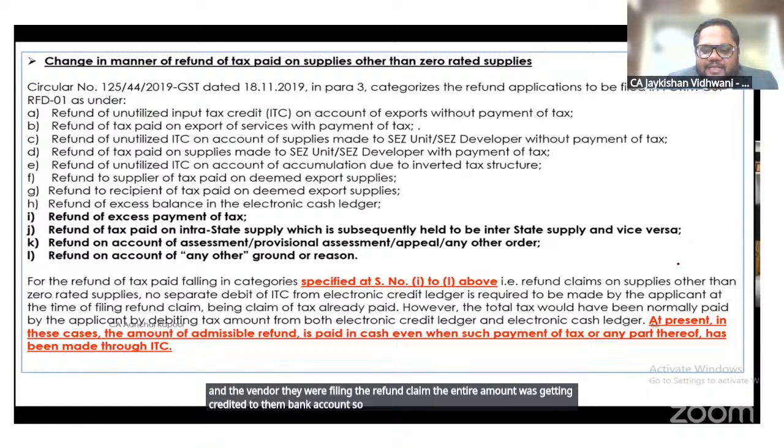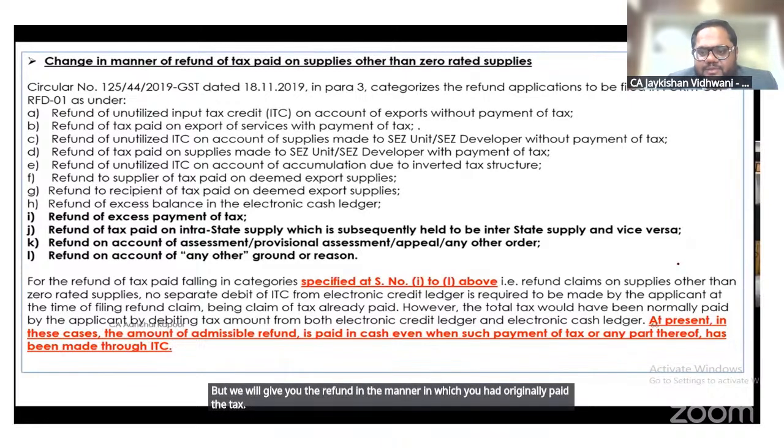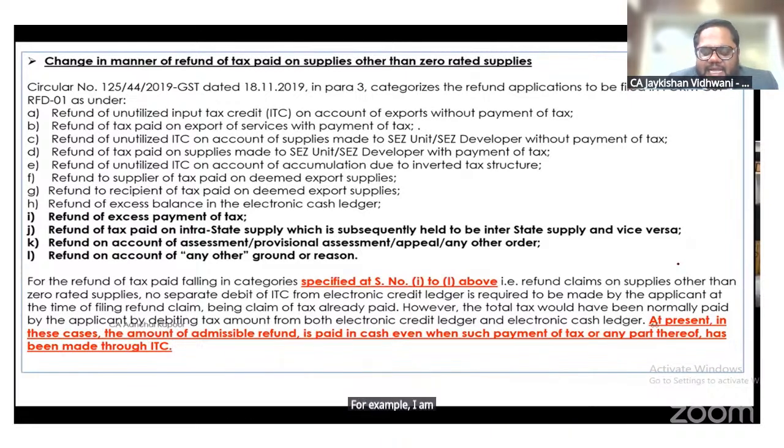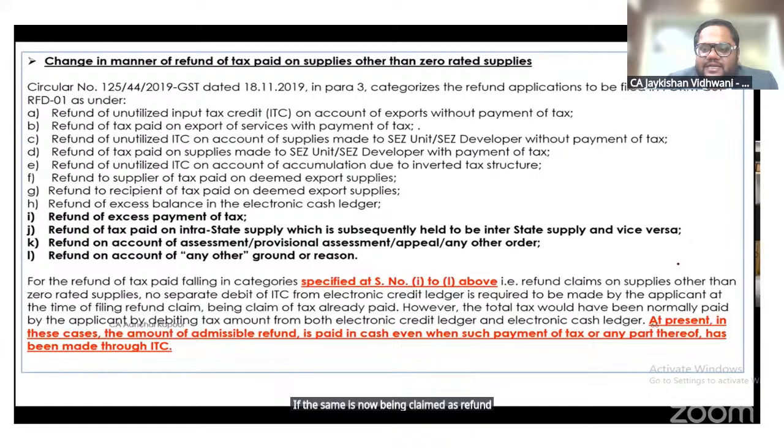So the government has come up with a circular wherein they have changed this formula. To that extent it is okay: you have made the excess payment, fine, but we will give you the refund in the manner in which you had originally paid the tax. For example, I am claiming a refund that I have paid tax of 10 lakh rupees in excess in the return of March 2024. If the same is now being claimed as refund, I would be refunded this amount in the original ratio of set off of the March 2024 liability.